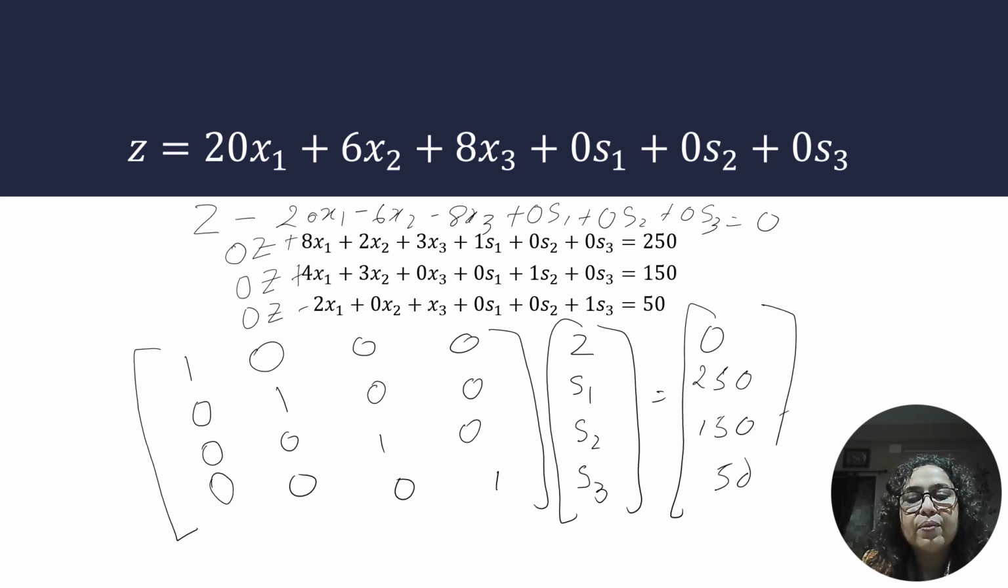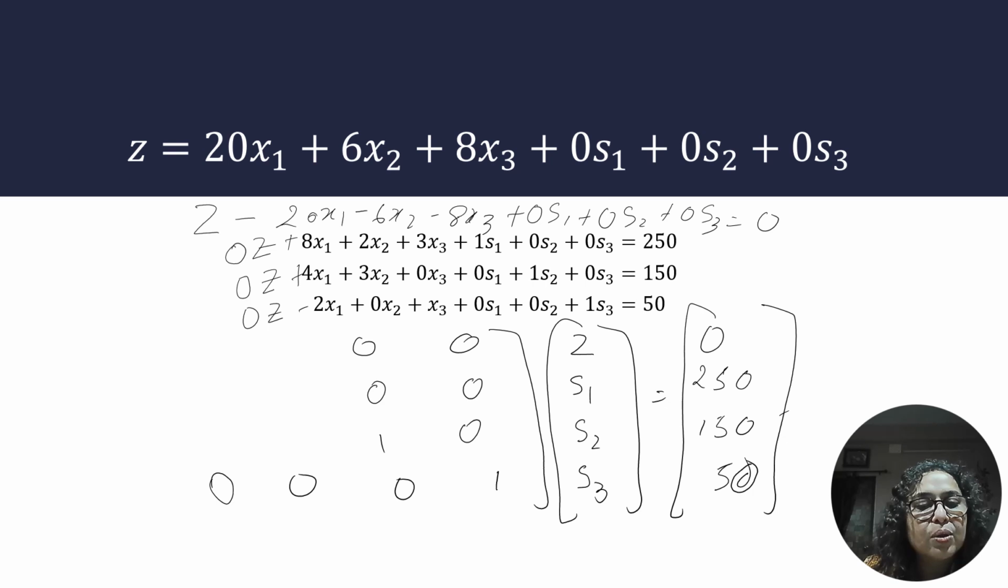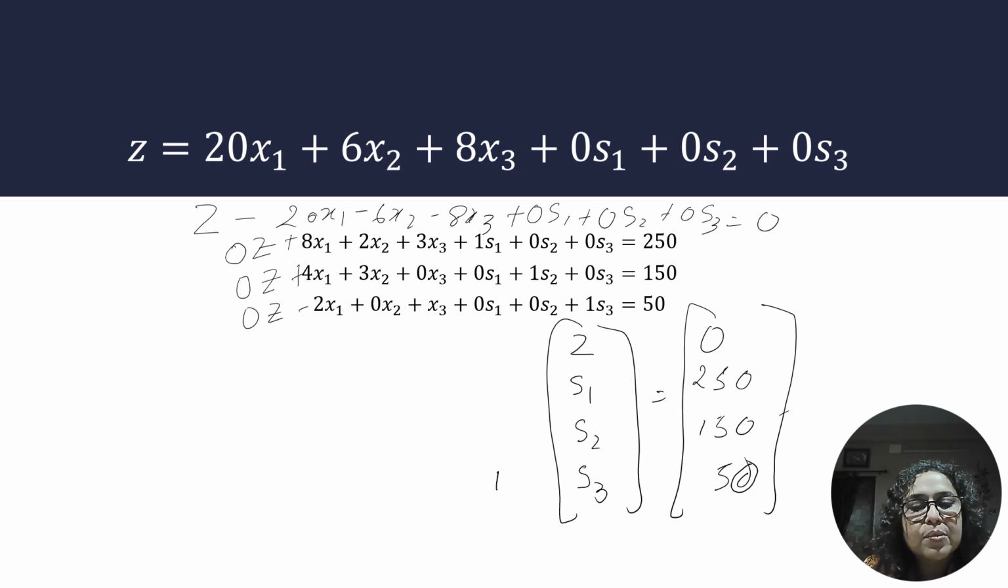So you can see that we have the initial solution, which also gives me the initial value of this z. So we have z is equal to 0, s1 is equal to 250, s2 is equal to 150, and s3 is equal to 50. Now, if I remove this part, because this is an identity matrix, if there is 1 just before this, we can simply remove it and we have an initial solution.